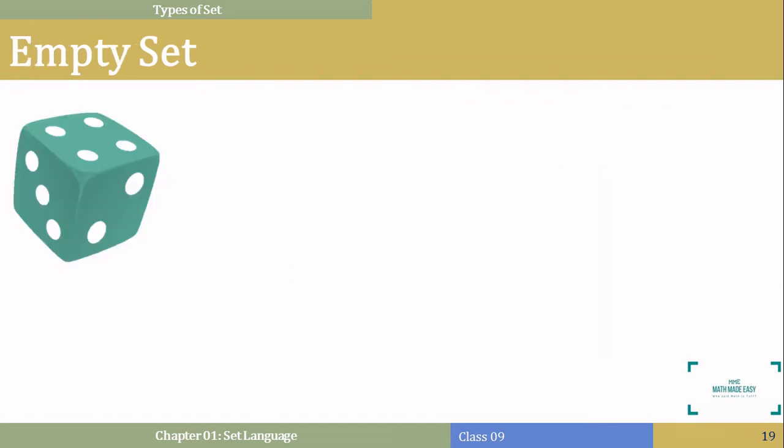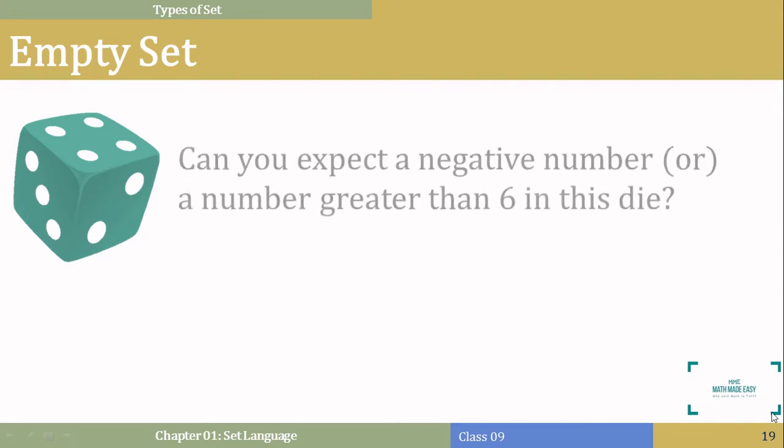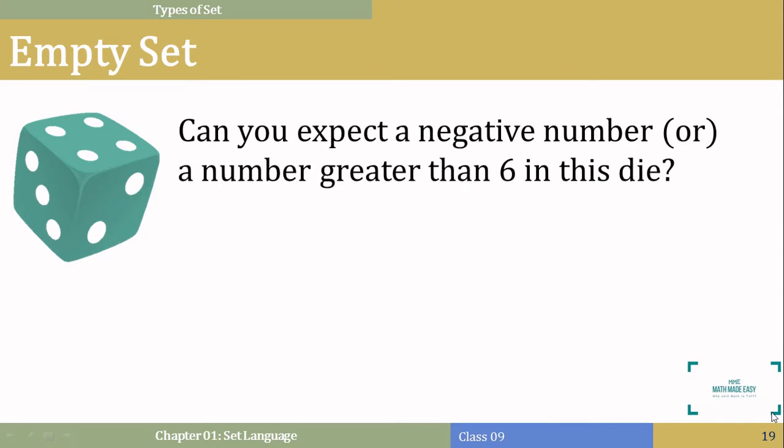The first set is the empty set. Can you even imagine a negative number or a number which is greater than 6 on this die? Obviously you can't do that. Such a set is called an empty set.